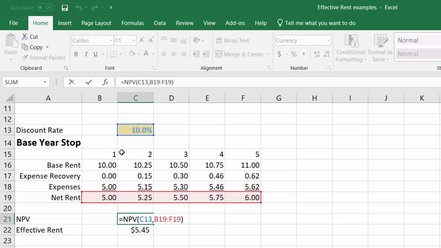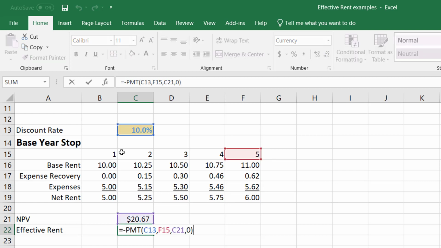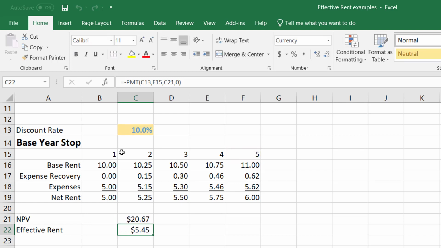We get the NPV using the 10% discount rate in those 5 years of net rents. And then I use the payment function and stick a negative sign in front of it, do the same stuff that we did before, and I get an effective rent per year per square foot of $5.45.